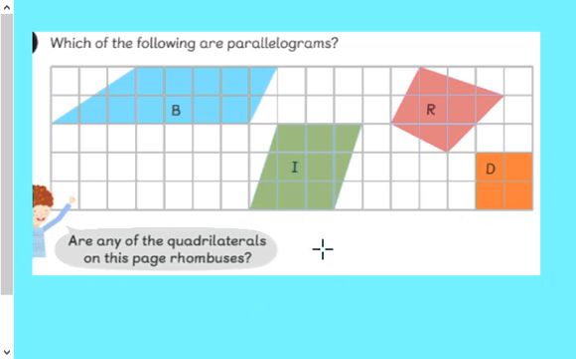Now the little extension question at the bottom here: are any of the quadrilaterals on this page rhombuses? Okay, and I would say yes, both of these two would be officially classed as rhombuses because as well as having 2 pairs of parallel lines, they also have sides that are the same length. So it's possible to see that shapes can be more than one thing. A square can be classed as a parallelogram, and can be classed as a rhombus. Okay.